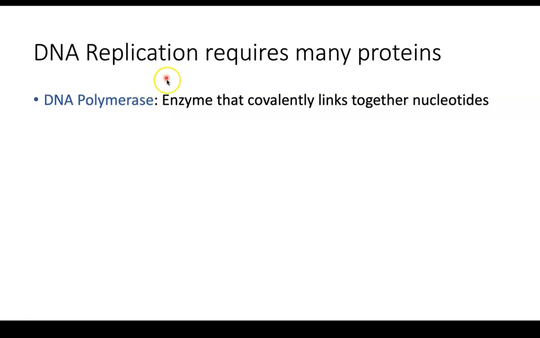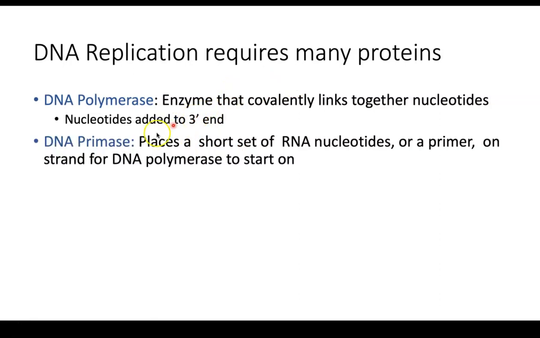So as we build our new daughter strand and do A, T, G, C, C, all of those things together, that is going to require a DNA polymerase. The nucleotides are added to the 3' end because remember, DNA goes from 5' to 3', so we have to add on the 3' end because it's starting at 5' and going down to 3'. So we're adding those nucleotides to the 3' end always.